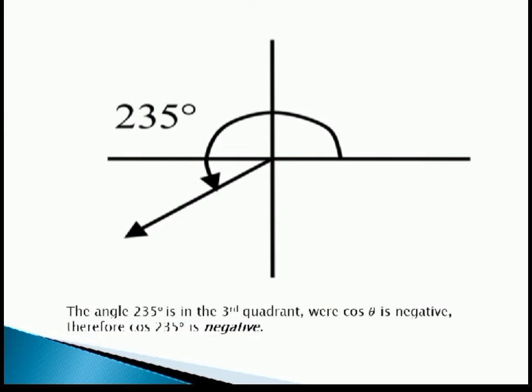As you notice, the movement of the ray here is in a counterclockwise direction. It's because the given angle is positive, and if it is positive, it is in a counterclockwise direction.